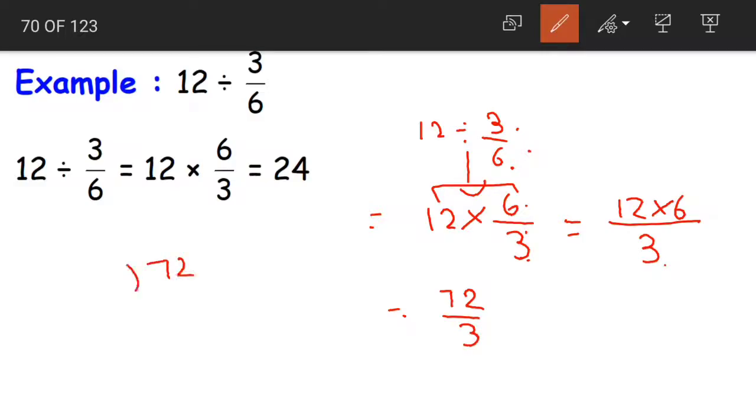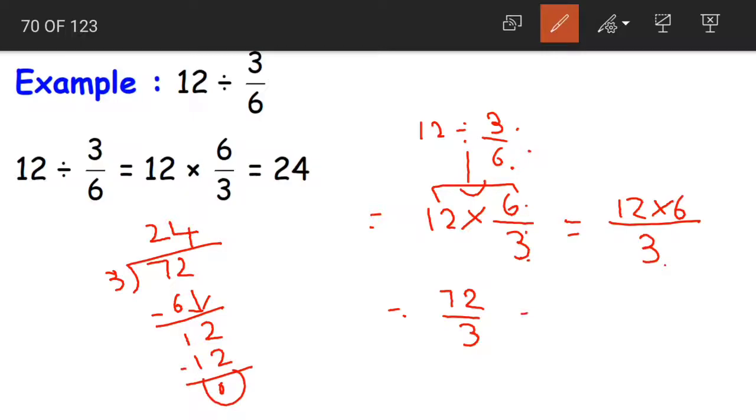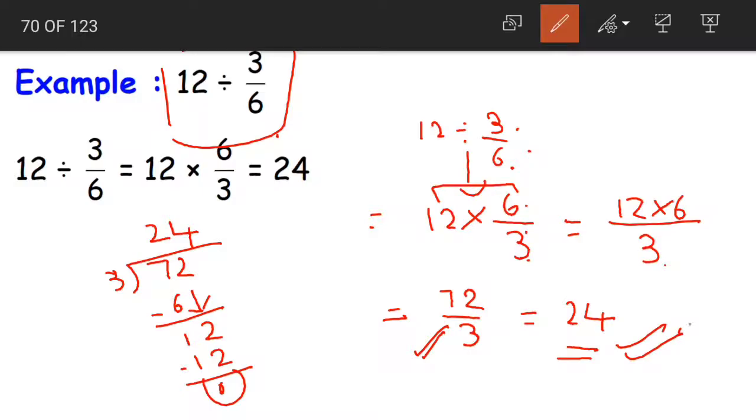If we try to write the simplest form here, we have 3 twos are 6. When we subtract, 1 is remaining, 2 brought down. 3 fours are 12. When we subtract, 0 is our remainder. So 72 by 3 is nothing but our 24. Understood children? 12 divided by 3 by 6 is equal to 72 by 3, that is nothing but our 24.